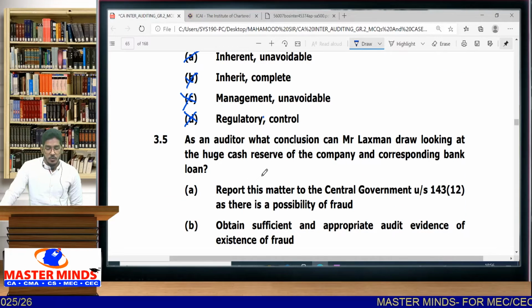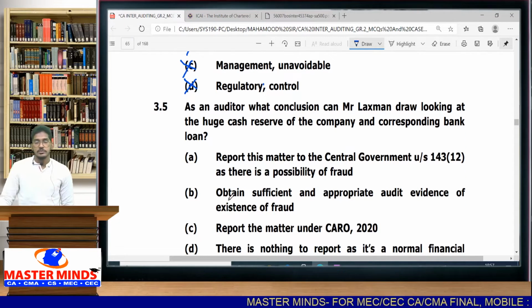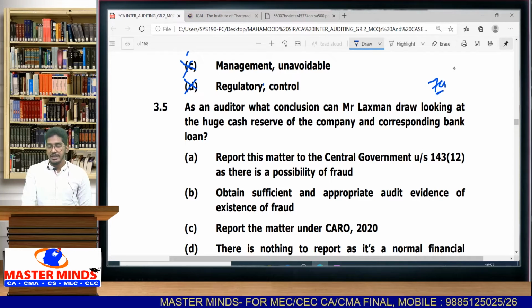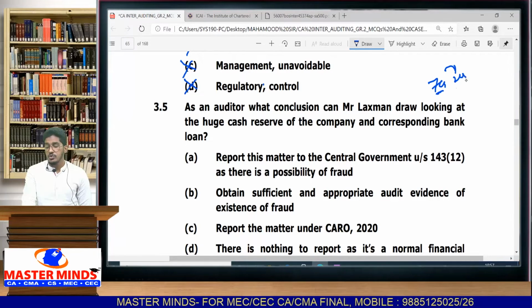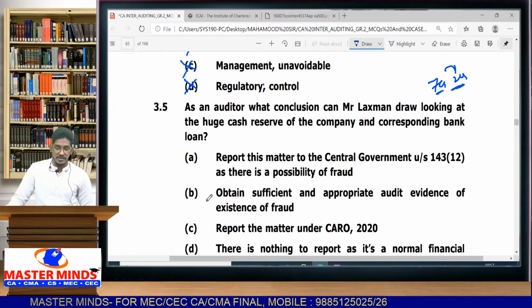As an auditor, what conclusion would Mr. Lakshman draw looking at the huge cash reserve of the company and corresponding bank loan? So I have told you that there is a huge cash balance of 7 crore rupees, right? In addition to that, they have taken 2 crores loan also. So what as an auditor will you do? What will be your responsibilities? They have given 4 options.